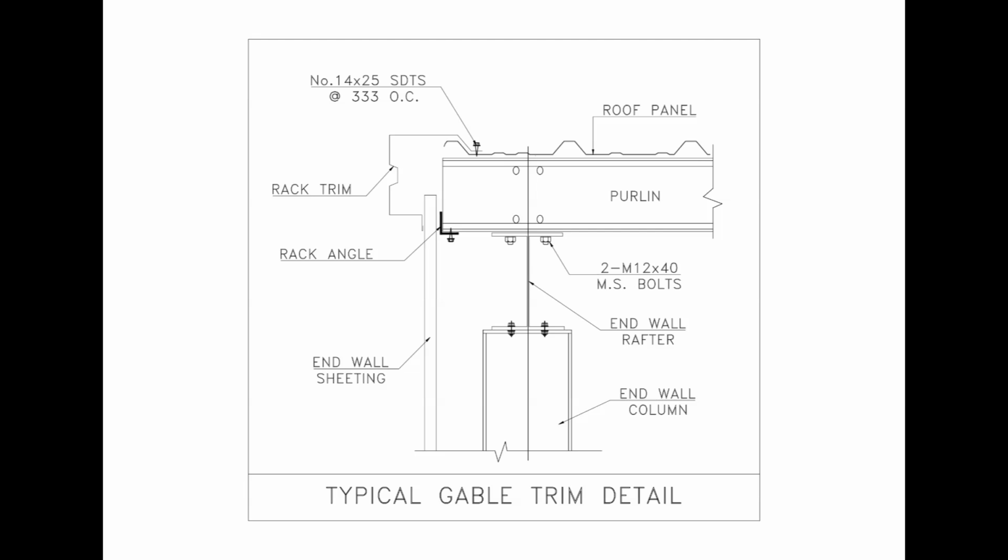Below this, we can see the end wall rafter and end wall column forming part of the structural end wall framing. The end wall sheeting is installed along the external face of the building and meets the roof edge near the rake trim. This detail helps us understand how the roof panel, purlin, rake trim, rake angle, end wall sheeting, end wall rafter, and end wall column are arranged together at the gable end of a PEB building.